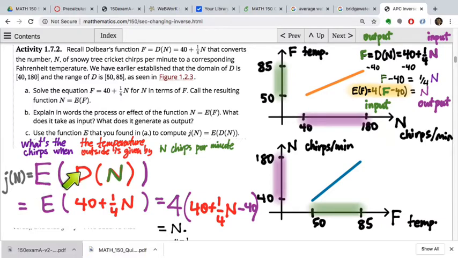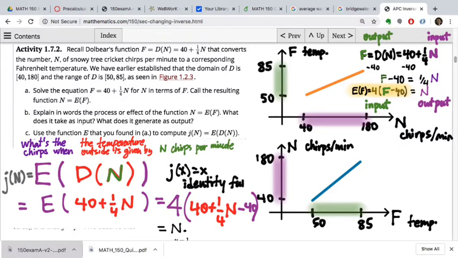D turns chirps into temperature, and then e turns that temperature back into the same number of chirps as we started with. So j, the function which is the composition e of d, doesn't do anything to its input. You give that function any input, n, and it spits out that very same number as its output. J is called an identity function. It's a function that does nothing at all to its input. J of n equals n. J of x equals x. Identity function.